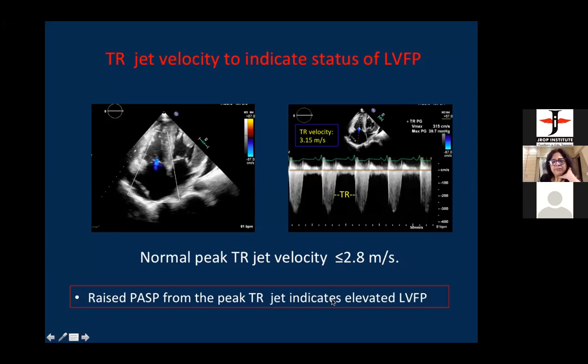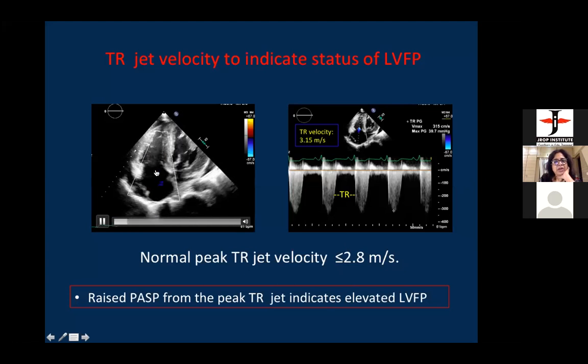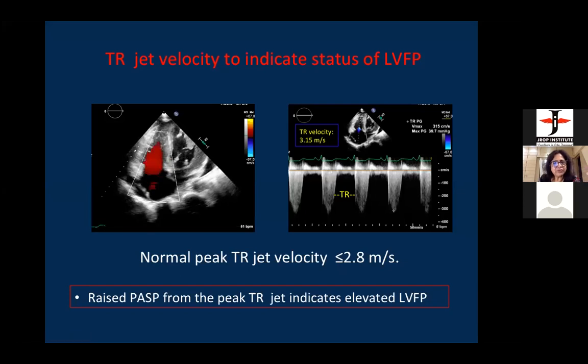Tell me, Madhumita, how do we measure TR jet velocity? See, we go to the apical 4-chamber view, or a modified apical 4-chamber view. We put the color flow, get the TR jet, bring the cursor, and make sure that the cursor is absolutely parallel to the TR jet. Often we need an off-axis view. It might not be a proper apical 4-chamber. We tilt the view. Our whole idea is to make the tricuspid regurgitation flow parallel to the cursor. Clear?